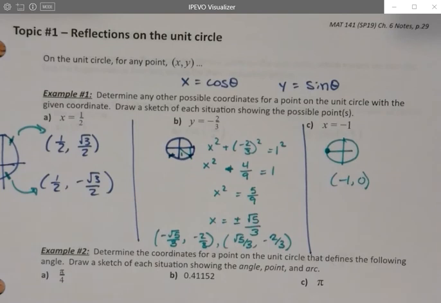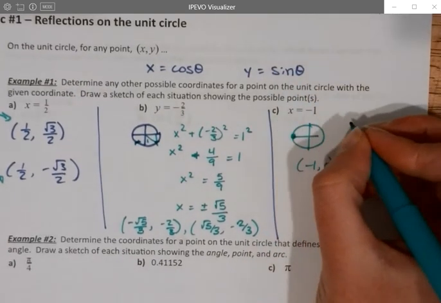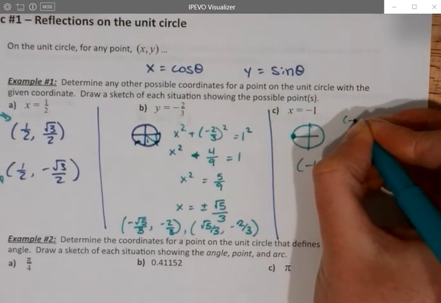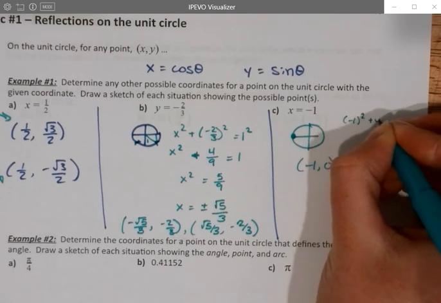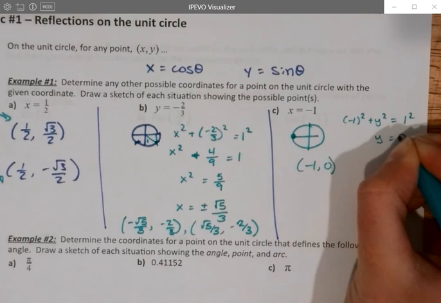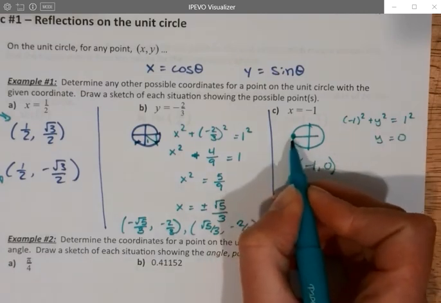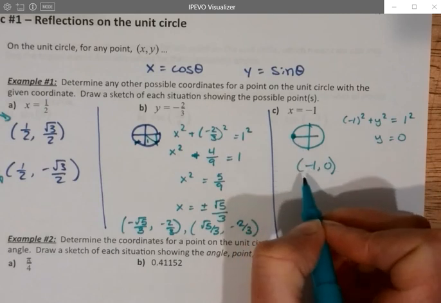I don't need to do the Pythagorean theorem. If I wanted to, it would come out the same way. I know that it's a unit circle, so the radius is 1. I could set up negative 1 squared plus y squared equals 1 squared, but we're going to get y equals 0 from that as well, right? But I can see from my diagram as well that if I'm on the x-axis, I'm going to be at the point negative 1, 0.